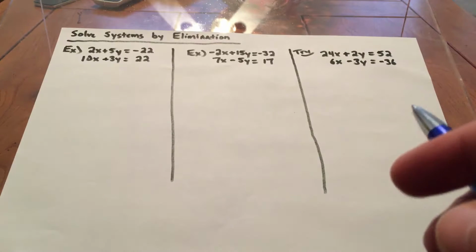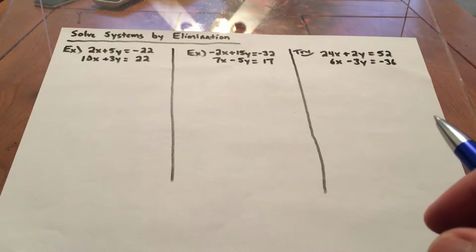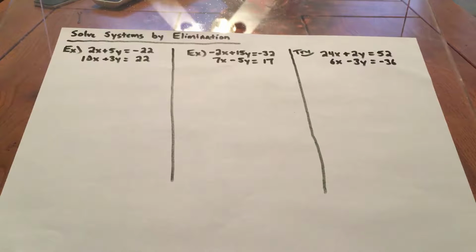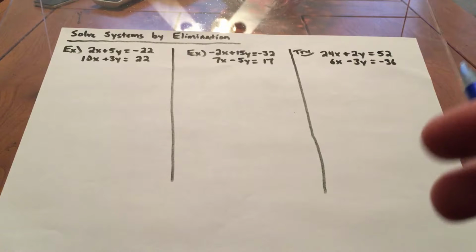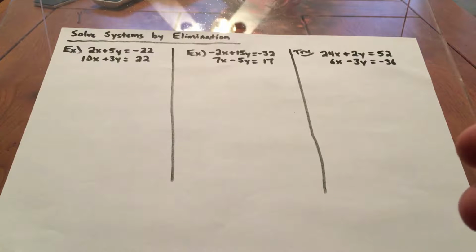Now, I like this method the best, probably out of all three of them. It's a little bit less work than substitution, but not by much. But I like this method because it's sort of straightforward, and you can get to figuring out the first variable right away.